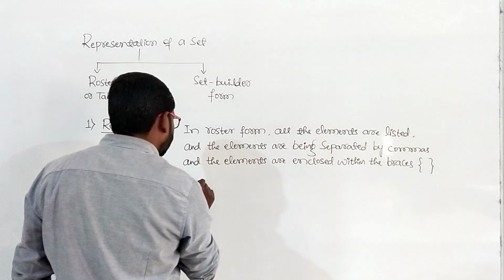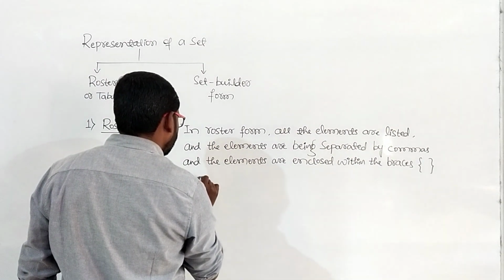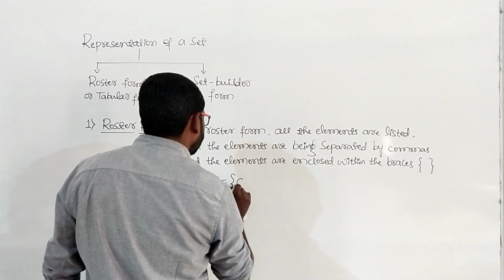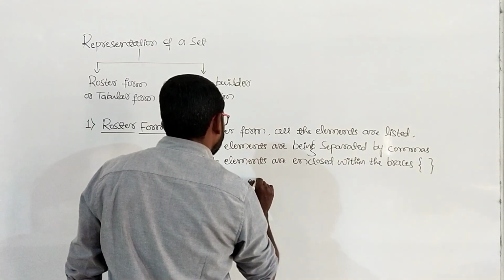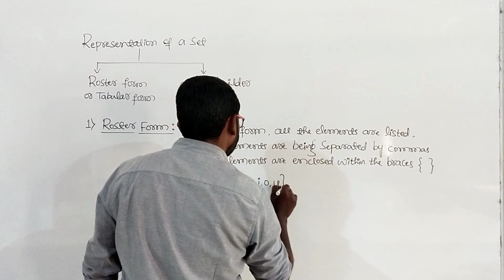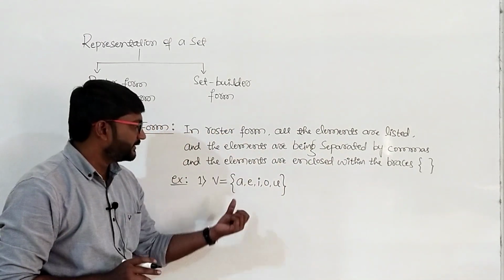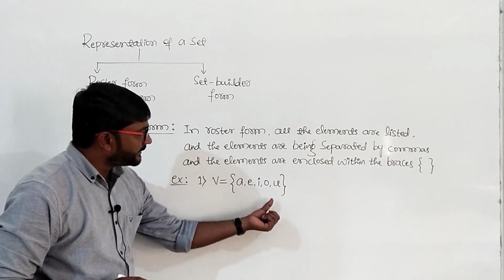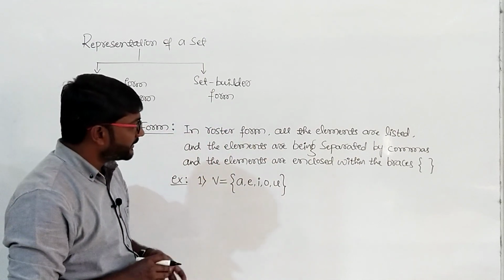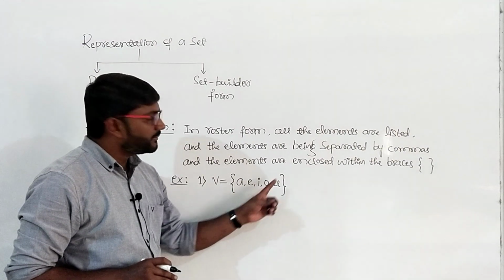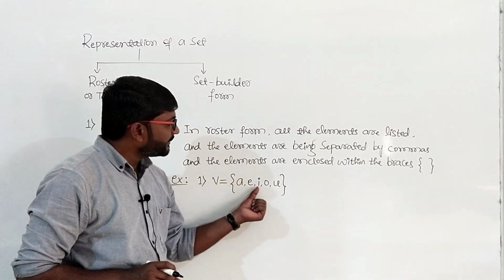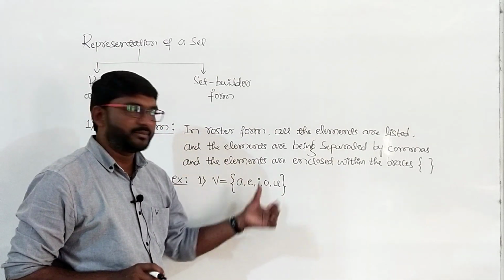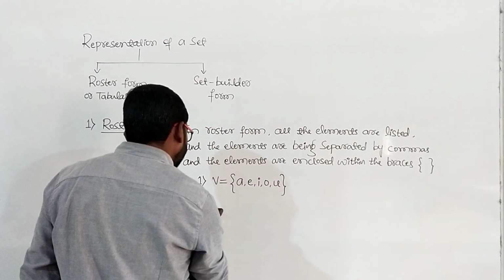So I'll take an example now. Vowels, list of vowels. So V is equal to {A, E, I, O, U}. This is the example for roster form. So the set is represented in roster form. See here, we have listed each element, and all the elements are separated by commas, and the elements are enclosed within the braces.